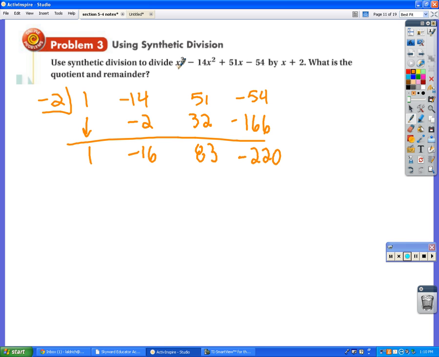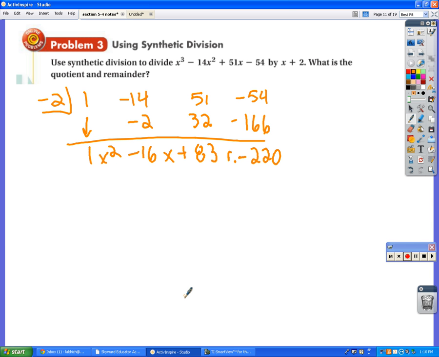I started with x cubed. So that means this first term is going to be 1 power less, x squared. And then it just drops down 1 each time. So x squared minus 16x plus 83 with the remainder of -220. So that's the same answer that you would get if we did it in long division. It's just a lot faster.